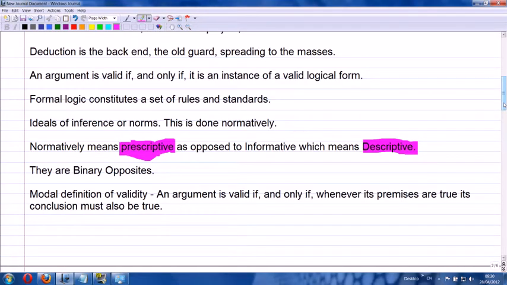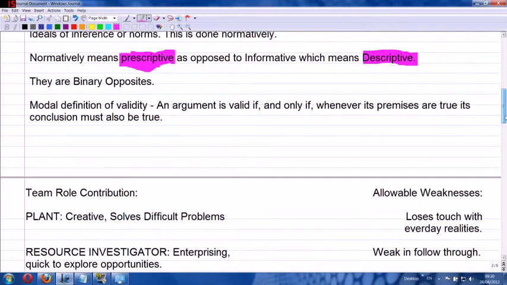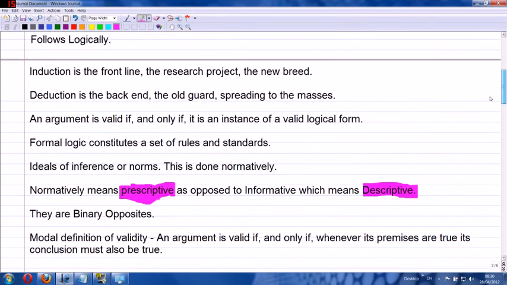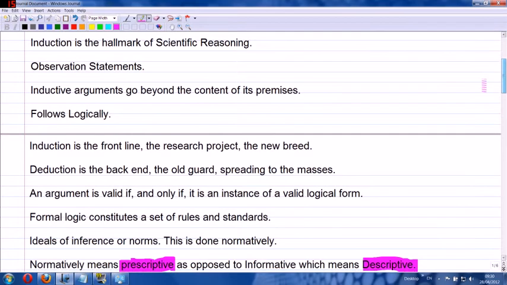The modal definition of validity: an argument is valid if and only if, whenever its premises are true, its conclusion must also be true. So if you've got two correct premises, then the conclusion is going to be true, and then we have a perfectly valid argument. So yeah, that's some of the basics of the different kinds of logic. I mean, really, this point here that I wrote is very important. This section.